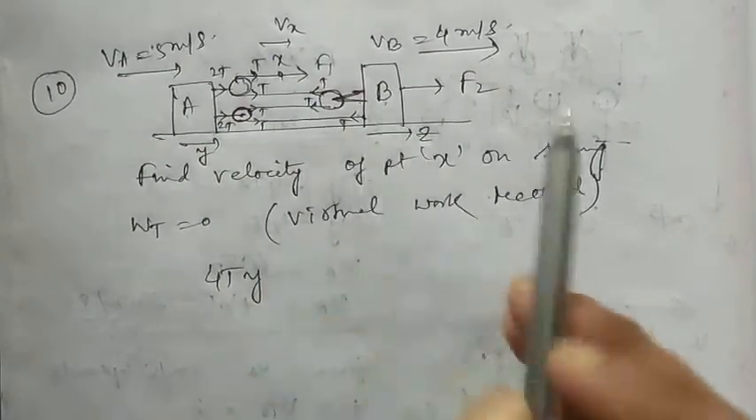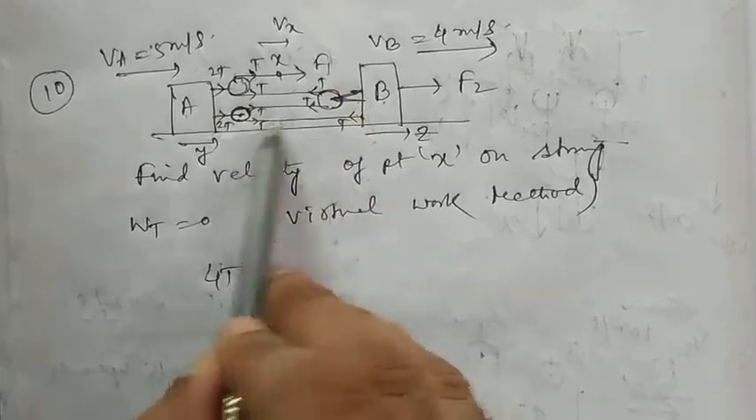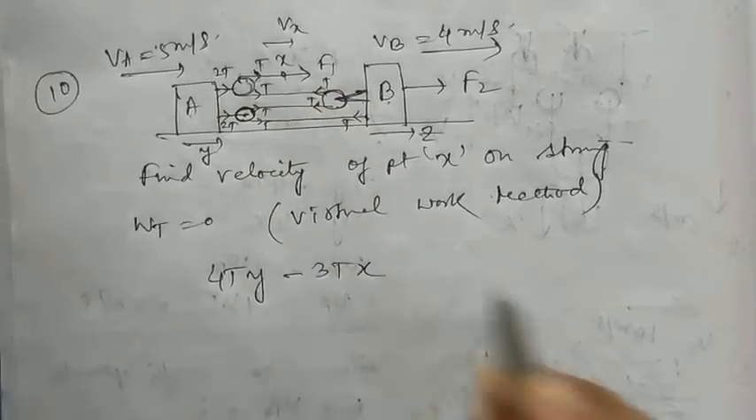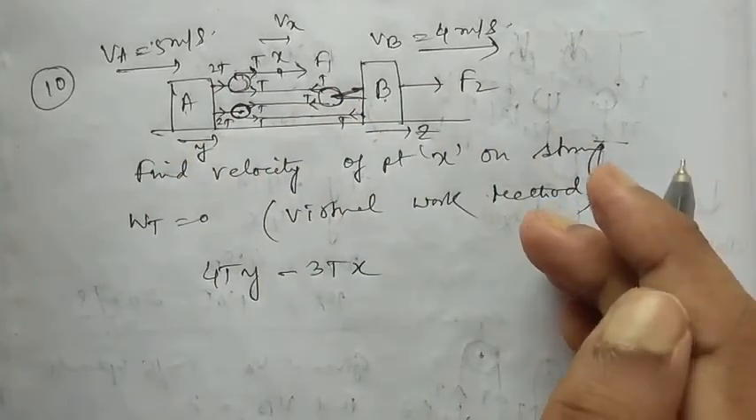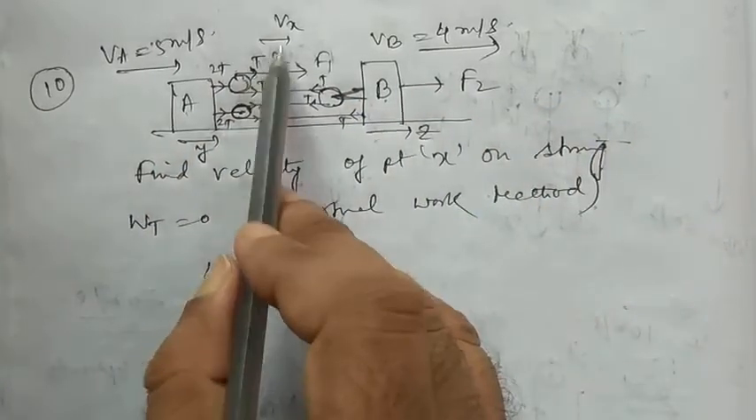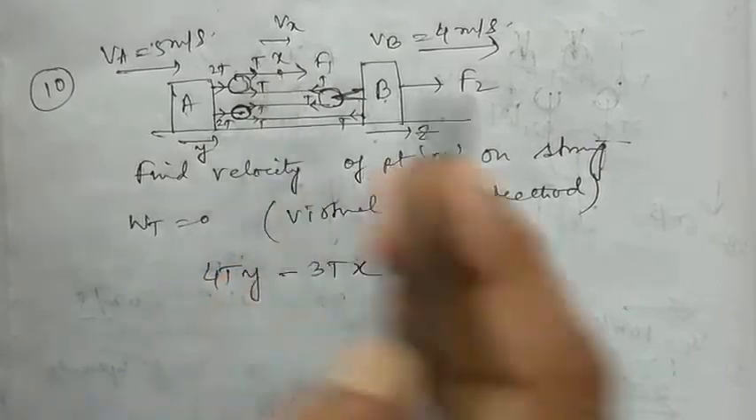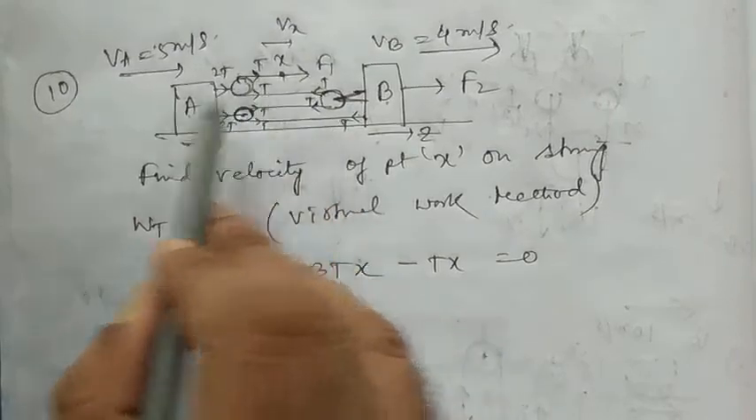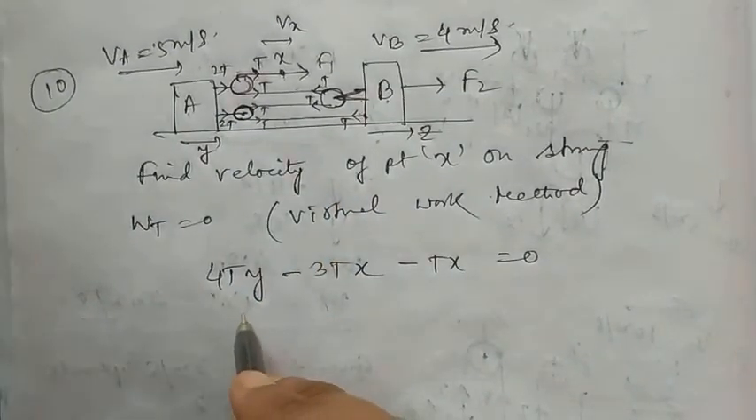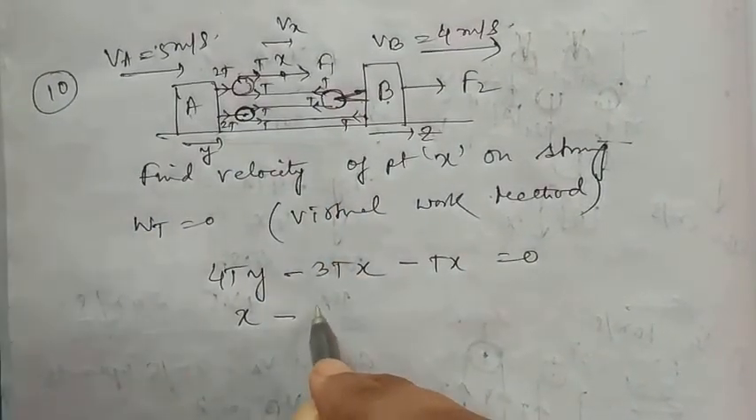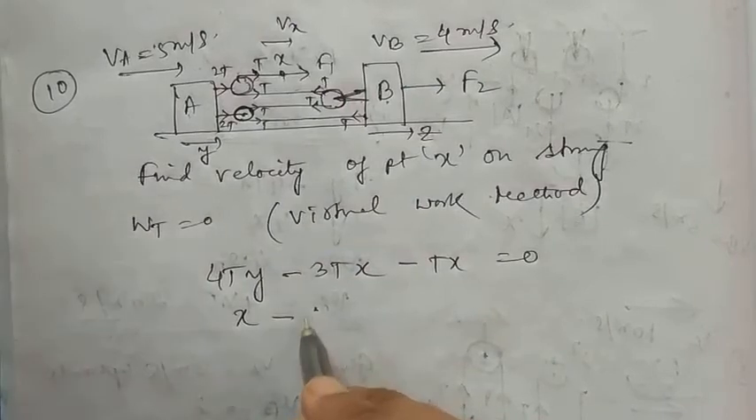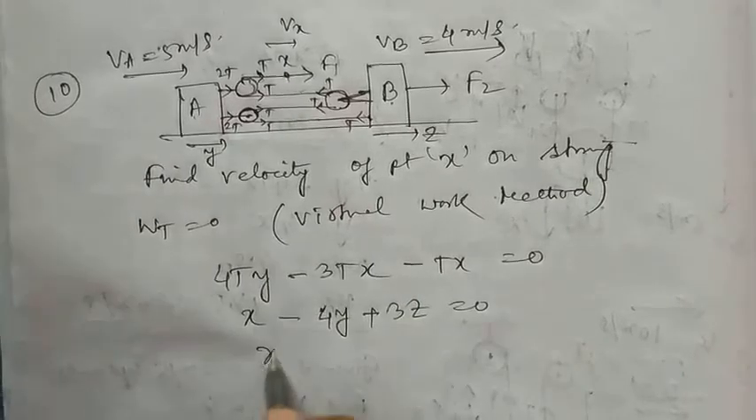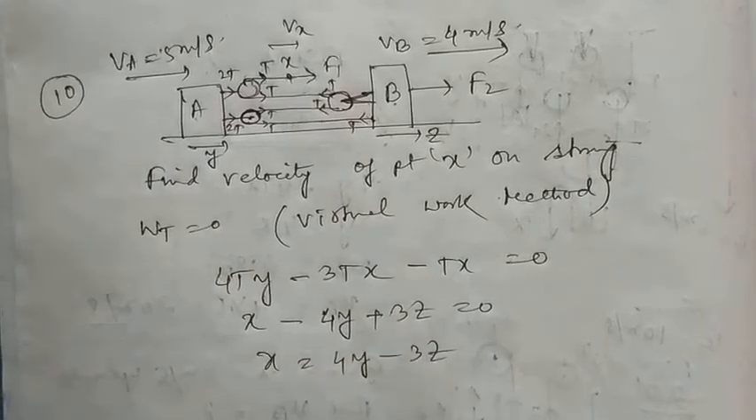For the block B, the tension force acting in the opposite direction, 1T, 2T, 3T. So minus 3T into z, the displacement is on the opposite side, and this x, minus T into x is equal to 0. For this point, T is on the right side. So after eliminating T, we get minus 4y plus 3z is equal to 0. So x is equal to 4y minus 3z.